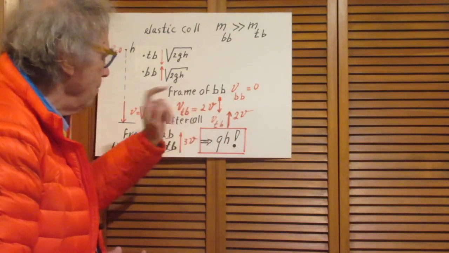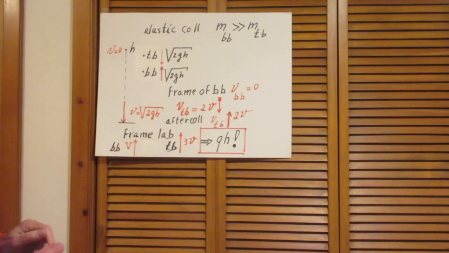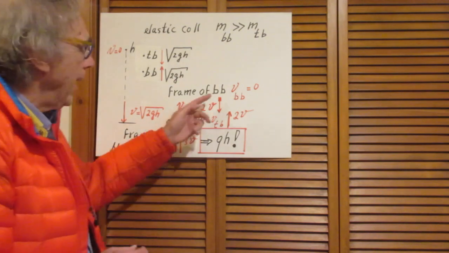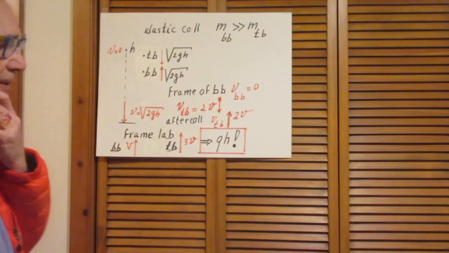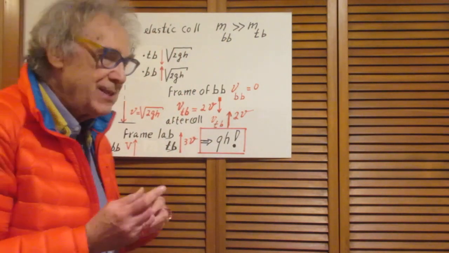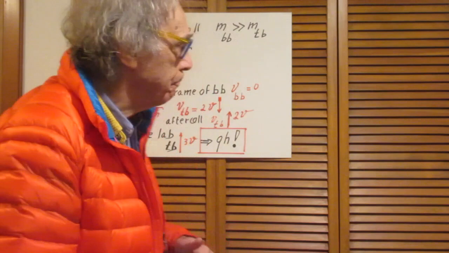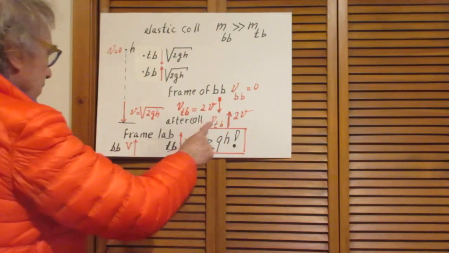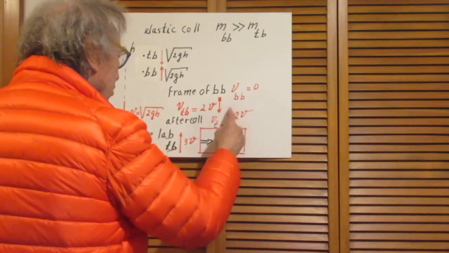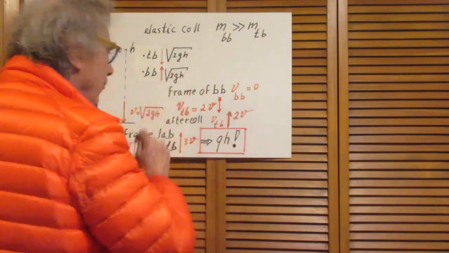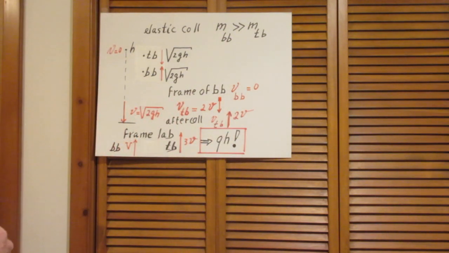So in the frame of the basketball, since the basketball has a way larger mass than the tennis ball, the tennis ball will bounce off the basketball with exactly the same speed at which it came in. It came in with speed 2v, so it will bounce back up with speed 2v in the frame of reference of the basketball.